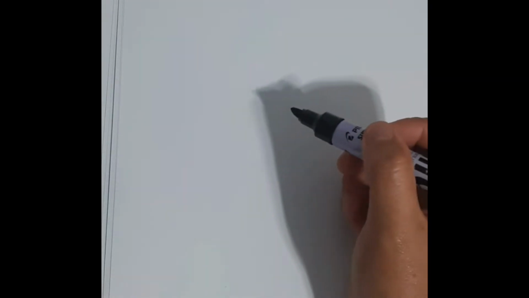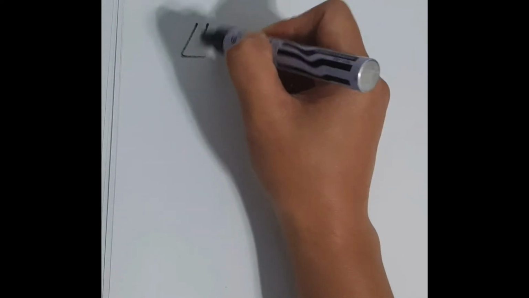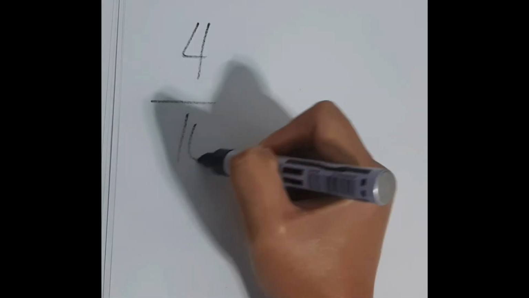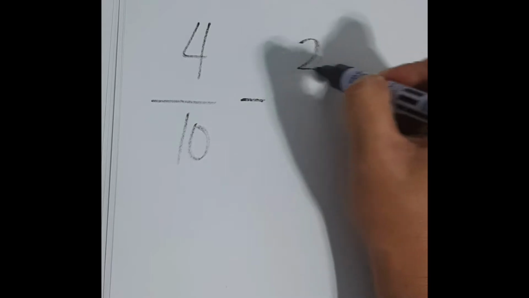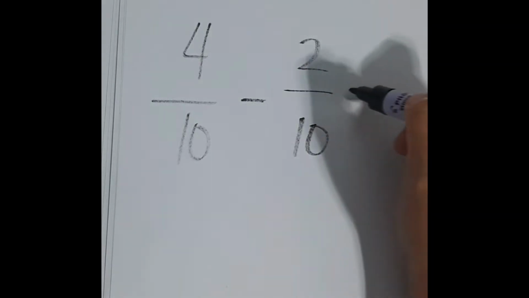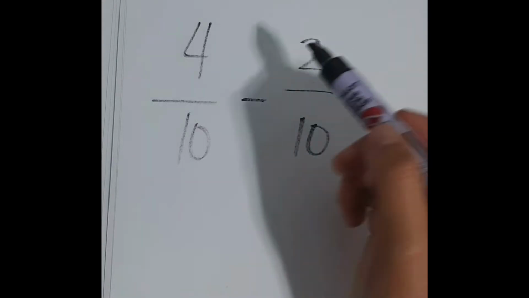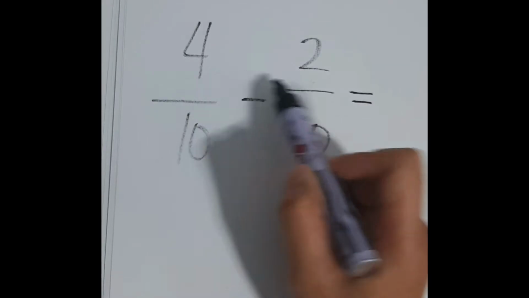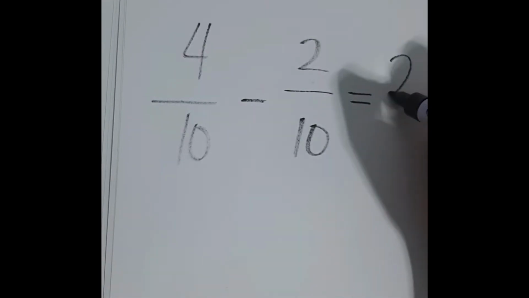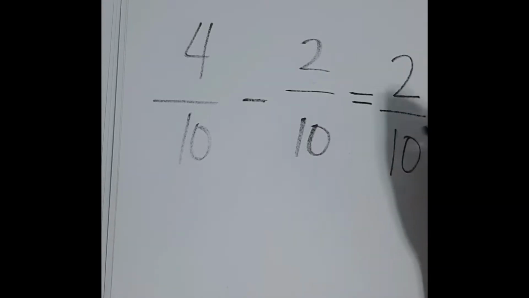Okay, so, ganun din ang pag-subtract ng similar fraction. Example, 4/10 minus 2/10. Same step po tayo. So, just subtract the numerator. 4 minus 2, that is 2. And then copy the denominator.